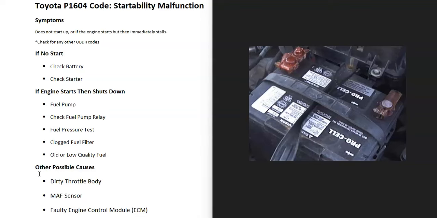The most common problem when you get a Toyota P1604 code is that the engine starts, but then it shuts down immediately. It might take a little while to start it. You might be cranking on it for like 30 seconds or something, but it'll start maybe for 1, 2, 3 seconds, and then it shuts down. Or it starts and you go to push on the gas pedal and it shuts down. That's the most common problem with this code.